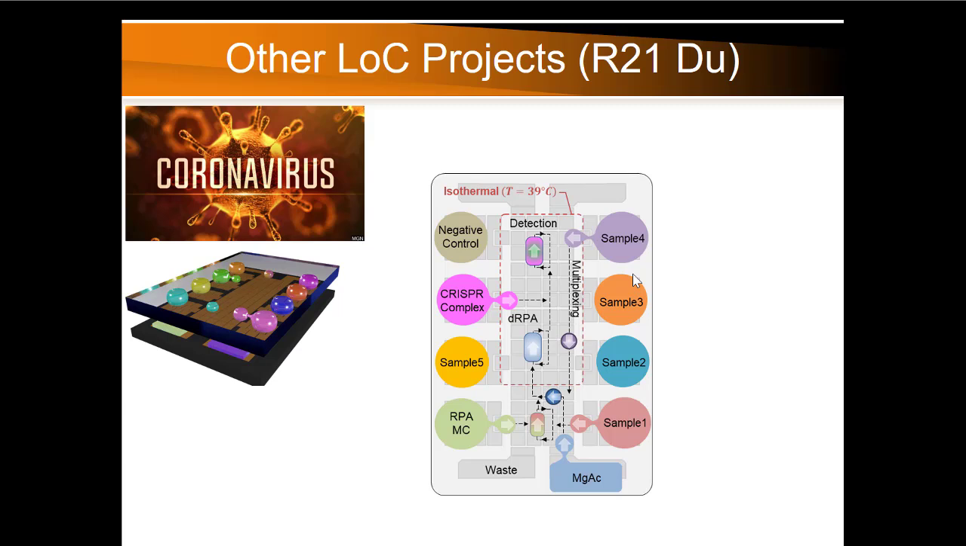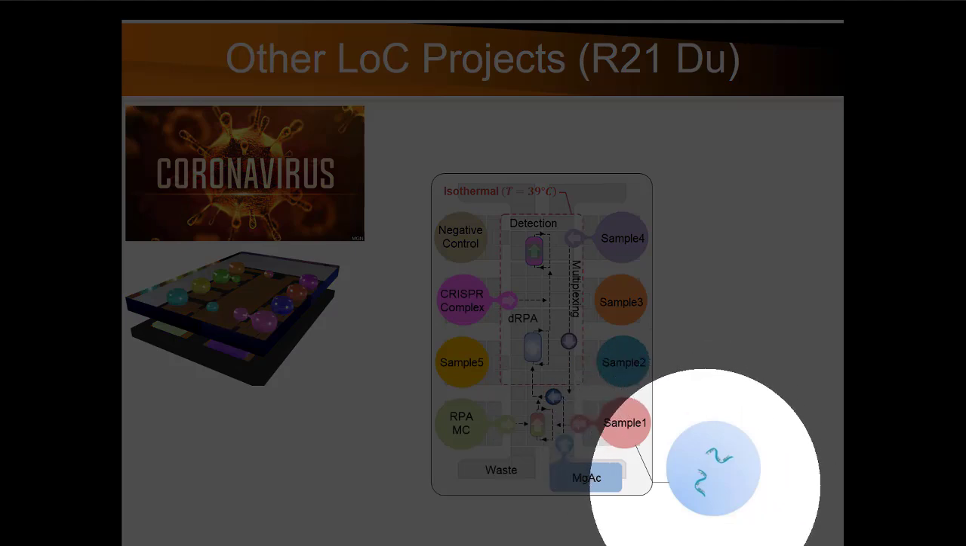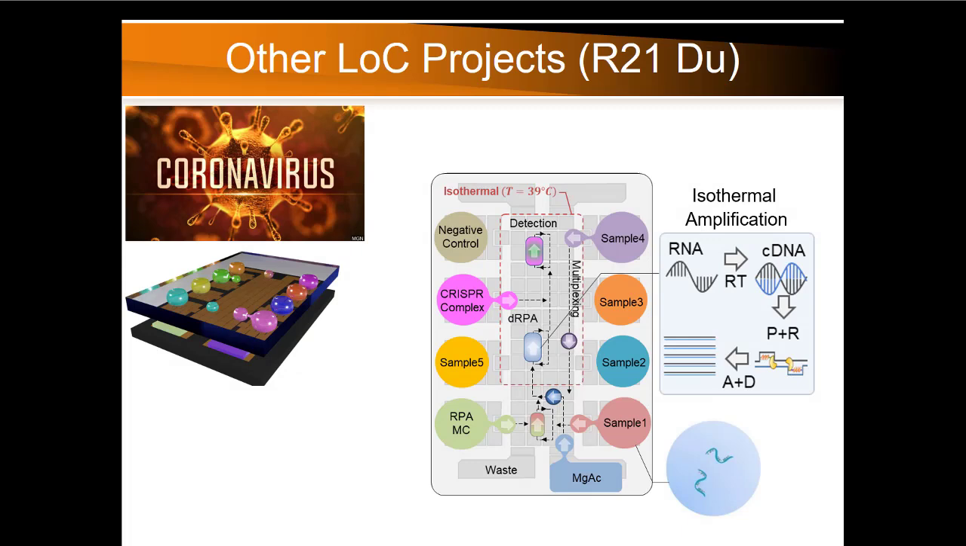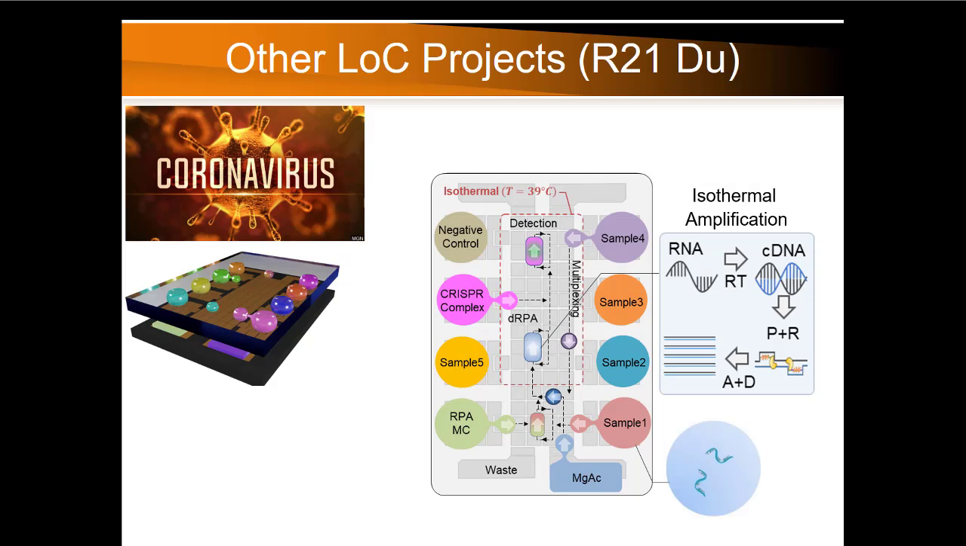And so the idea here is a multiplex thing where you could take many different samples and test them for coronavirus. So what we do is we take in sample one, maybe it has RNA from the coronavirus, and then we mix it with this RPA reagent. So RPA, maybe you've heard of PCR, which is something that we use to amplify DNA. RPA is a similar protocol, but it happens all at one temperature instead of having the thermal cycling that you see in PCR. So that makes the device easier if you can do it that way.